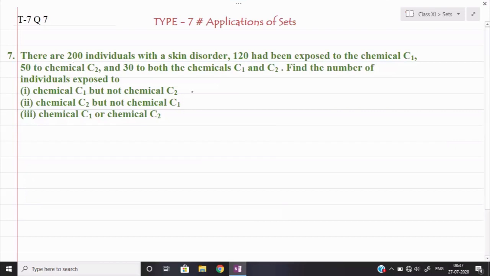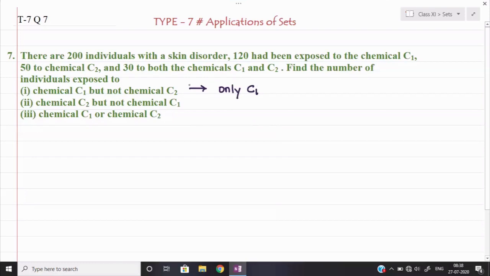In the first part, what they want to say is that we require only those persons who are affected by C1, but in that particular group C2 should not be there. So here they are asking only for C1, meaning the number of persons affected by chemical C1.